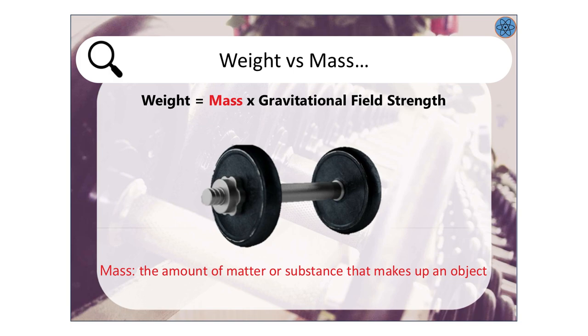Mass is the amount of matter or substance that makes up an object, the amount of stuff. Weight is the force that you feel due to the gravitational field strength on the mass.